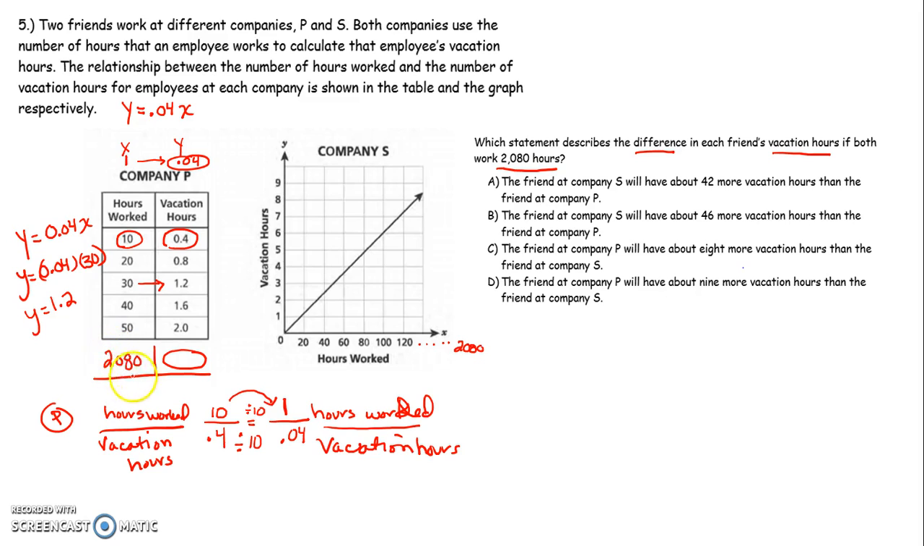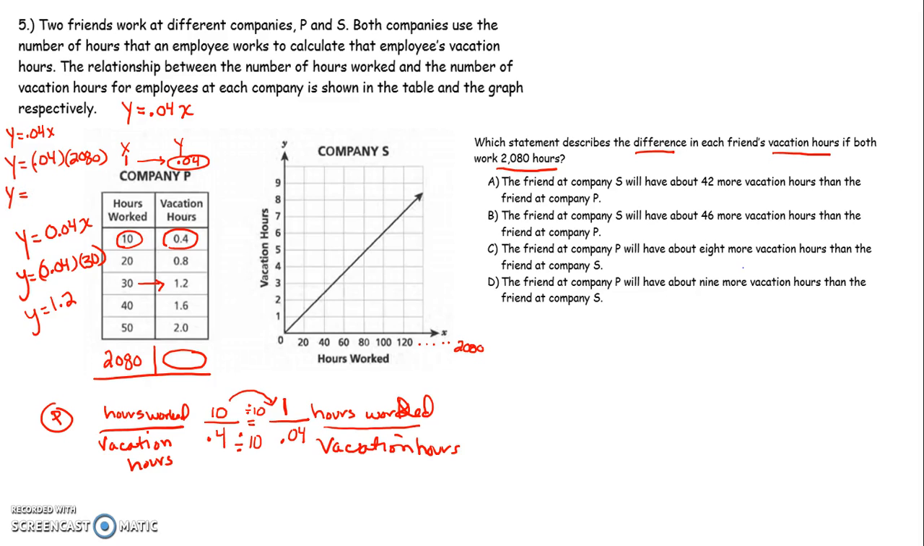So now I could figure out for 2,080 hours. All right, so now I just take my original equation, y equals 0.04x. Once I know how many vacation hours you earn per hour worked, I now can just substitute 2,080 in place of x. y equals 0.04 times 2,080. Lots of ways to go about this problem. This is just how I would do it.